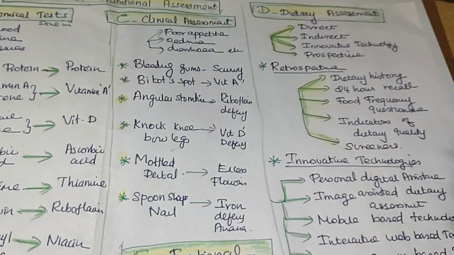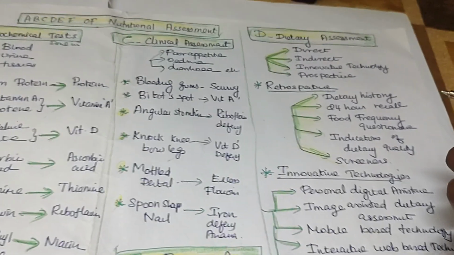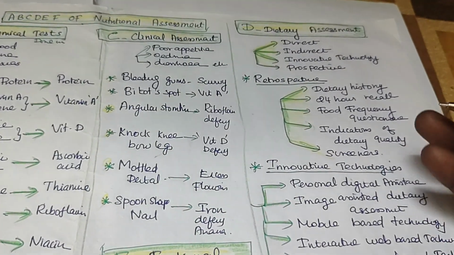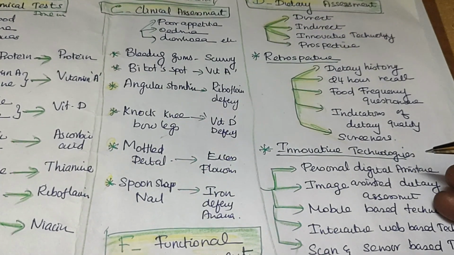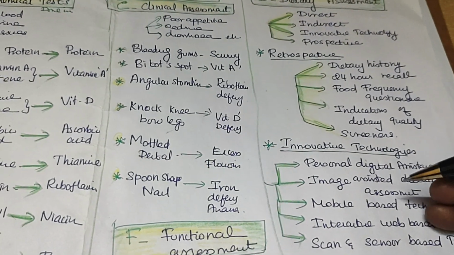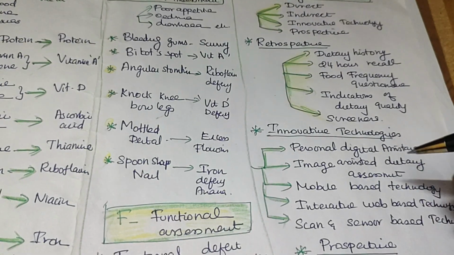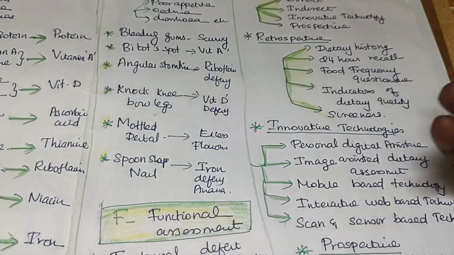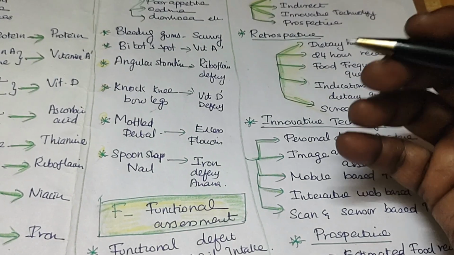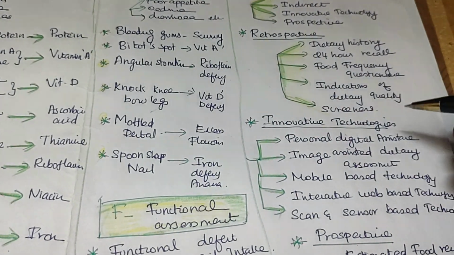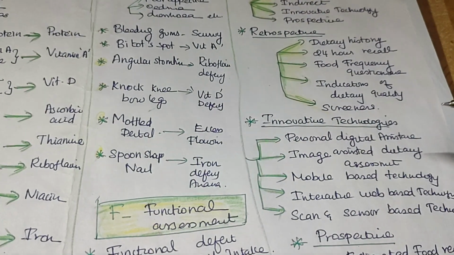So these are all the frequent questions: what kind of food they are eating. Then indications of dietary quality are very important, and you can screen them. And with innovative technology, like a personal digital appliance, a digital mobile, there is an app available that will assess you and give you an alarm.